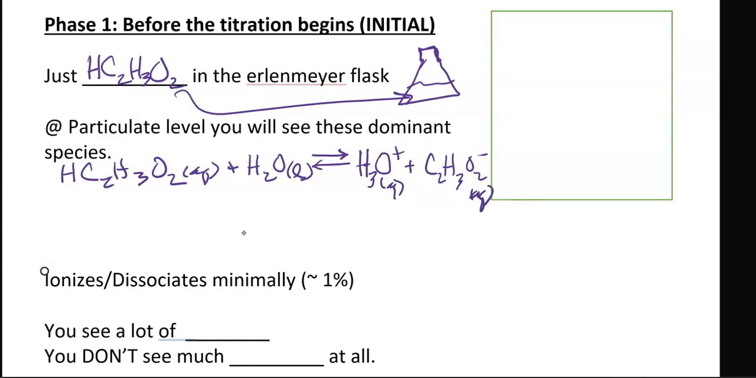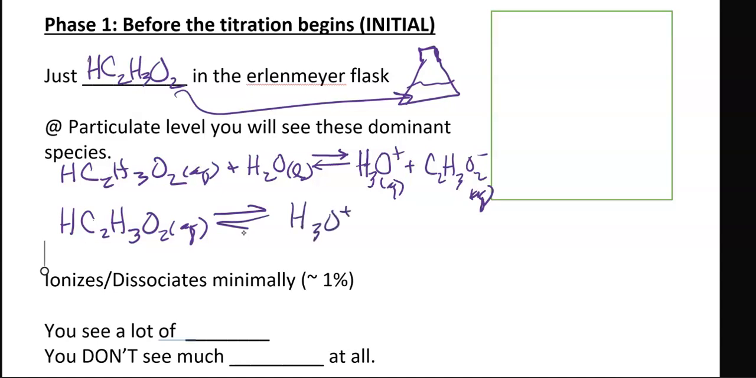Now, some textbooks and some websites may write it more simply without showing the water molecule. So they may just say acetic acid can dissociate just a little bit to produce hydronium ions and hydrogen ions and conjugate base. So this is another way that the same reaction could be written, and it would be perfectly acceptable. So what would you show in a particle drawing at this point in the reaction?